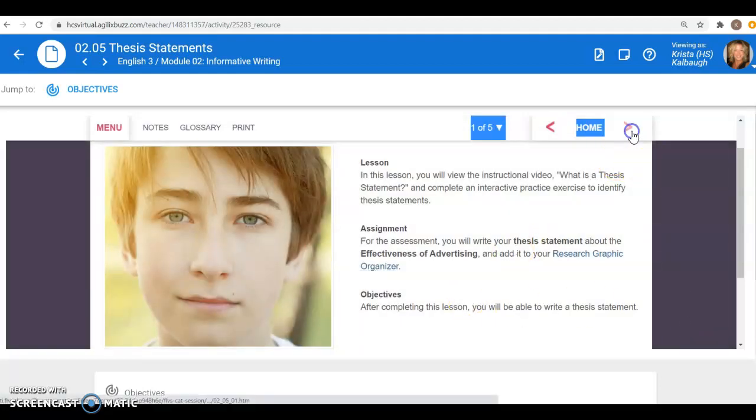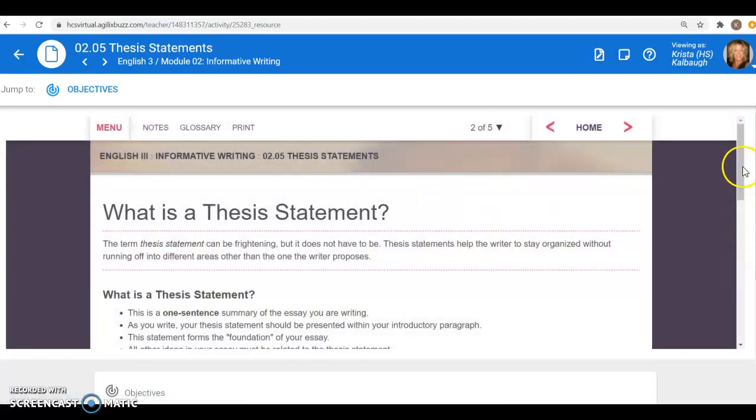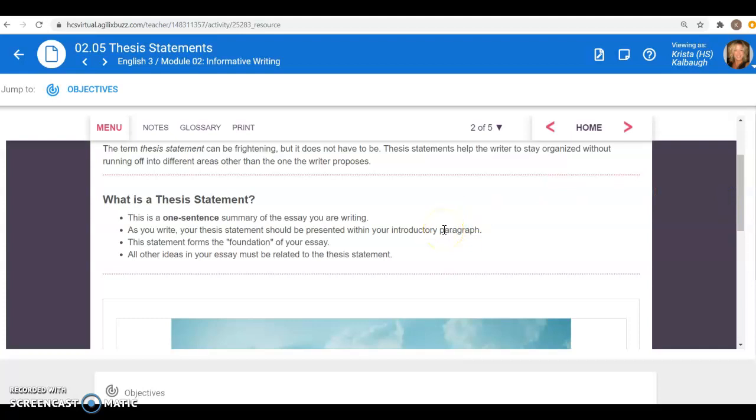So what is a thesis statement? Some people like to write thesis paragraphs. A thesis statement is a one sentence summary of what it is that you are writing about. It's going to be your claim, the point that you are trying to make, dealing with the research that you have found. So one sentence, claiming how you feel about your chosen topic.